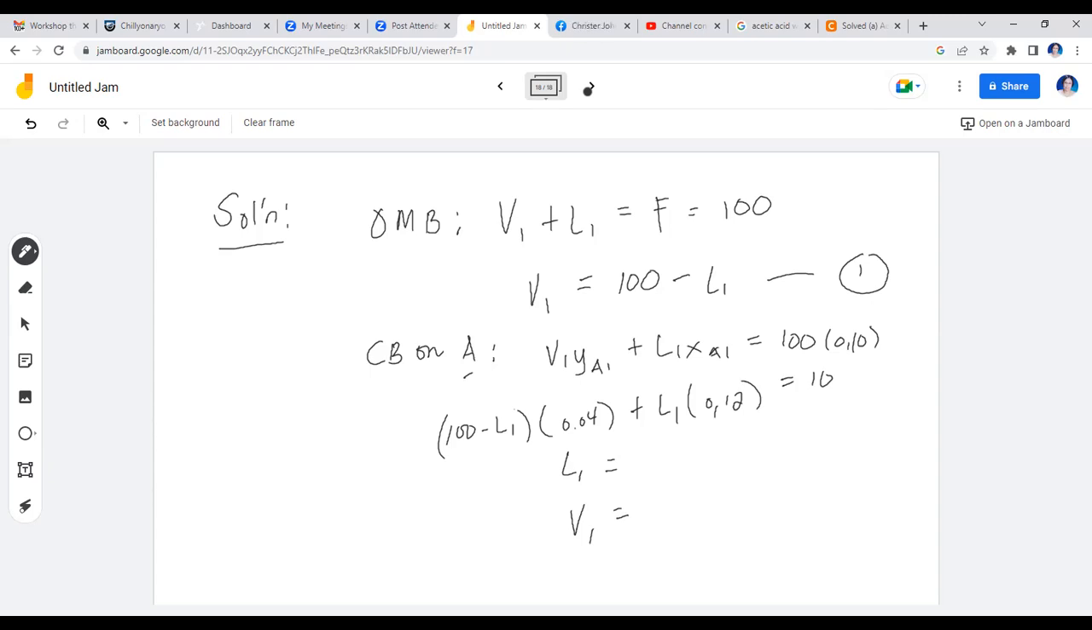Whoever got L1 already can just type on the chat box. So L1 is 75. Sige, thank you. So 75 kilograms. Then it follows that your V1 is 25 kilograms. So that's how easy it is, if you just simply do material balance overall and component balance.